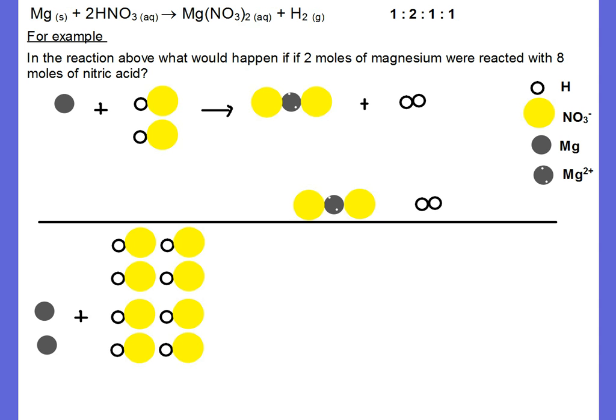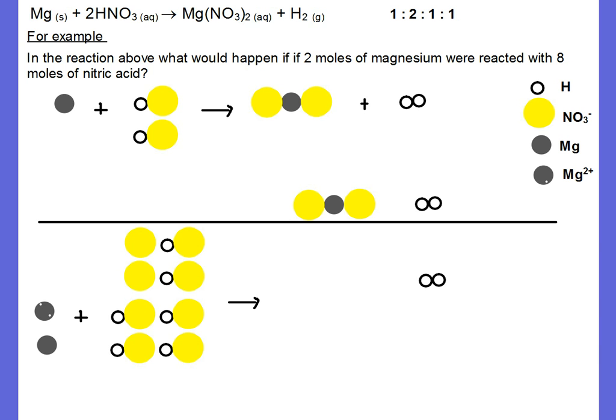So let's look at the question now. This time we haven't got this ratio of 1 to 2, we've actually got 2 magnesiums and 8 nitric acid molecules. So let's see what happens. Well, first of all, one of the magnesiums will donate electrons to 2 of the hydrogens from 2 of the nitric acids, so now we've got 1 magnesium ion and 1 hydrogen molecule and these 2 nitrate ions. The rest are still nitric acid.